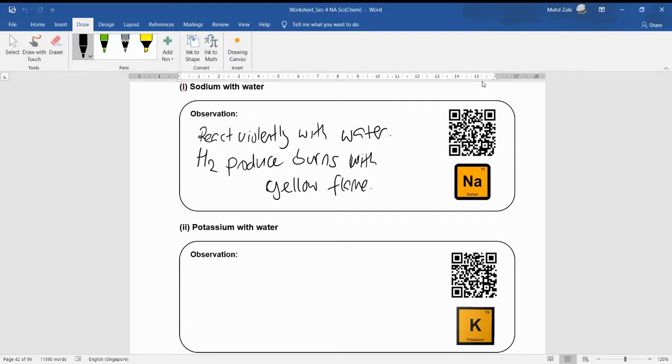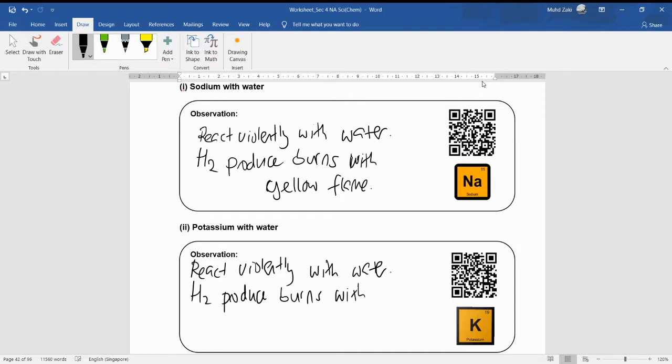Now for potassium, we have also done this already. However, it reacts more violently, or reacts very violently, with water, and the hydrogen produced will burn with a lilac flame. Remember the word lilac? I showed you last time. Lilac is the name of a flower. So please fill this in.